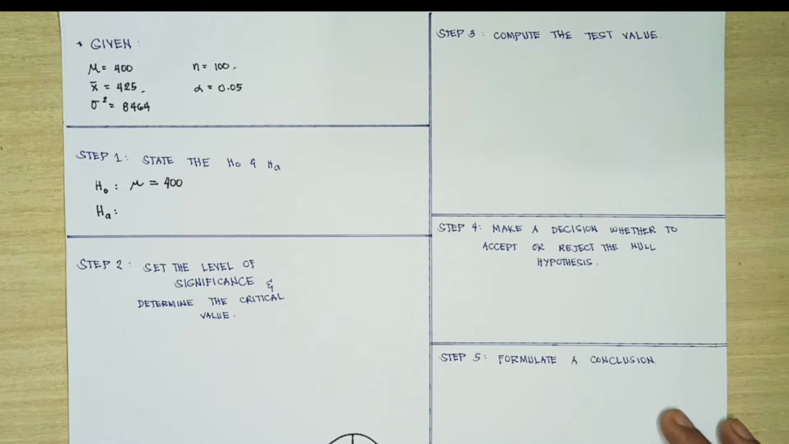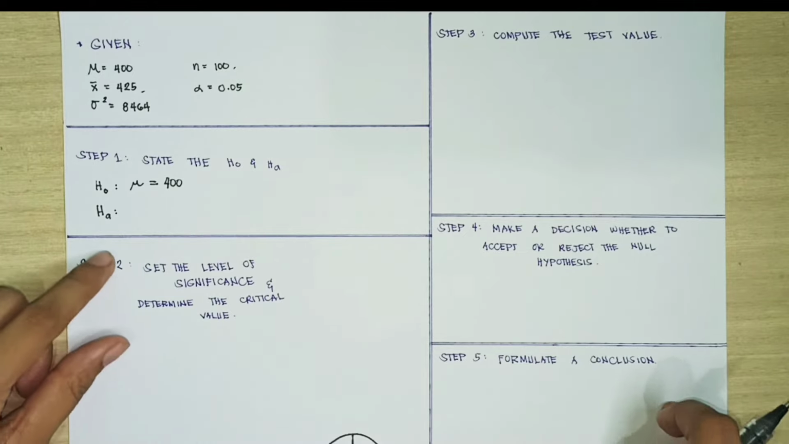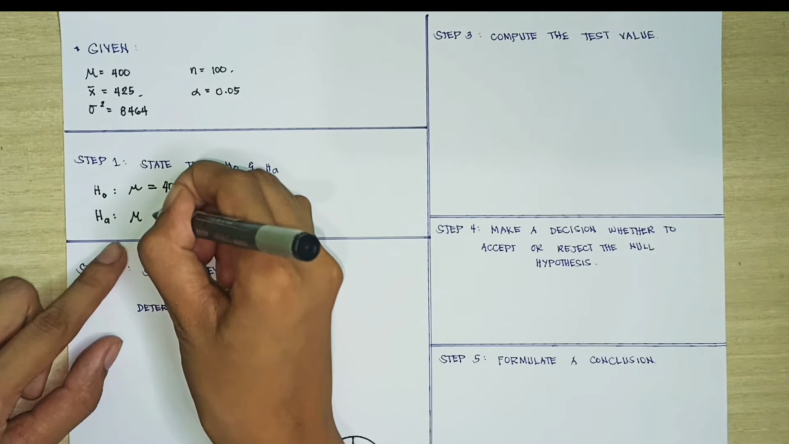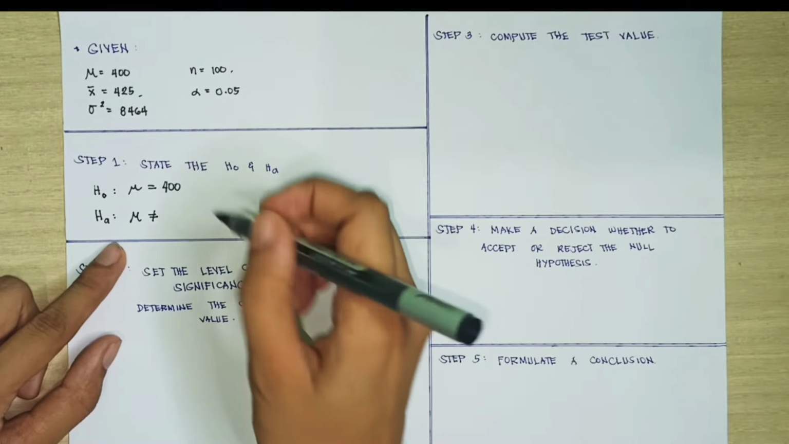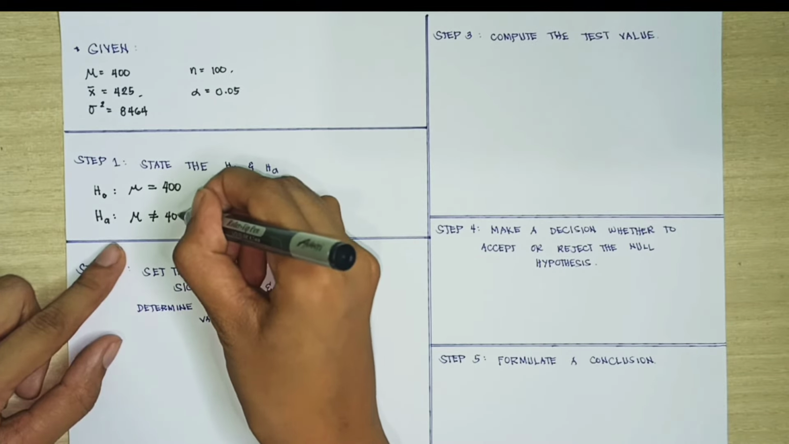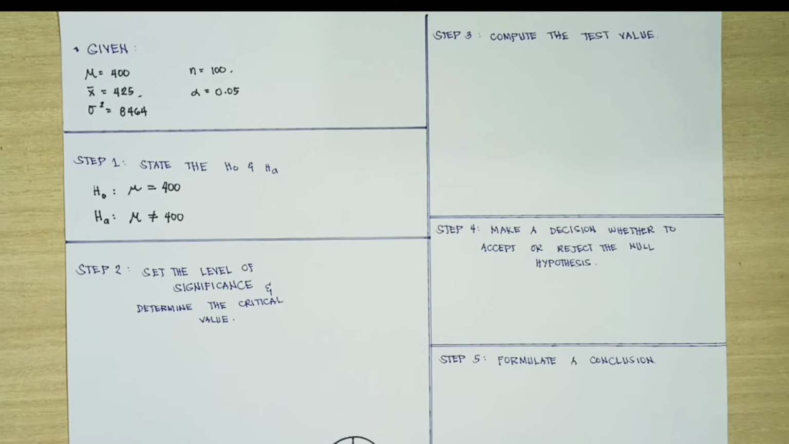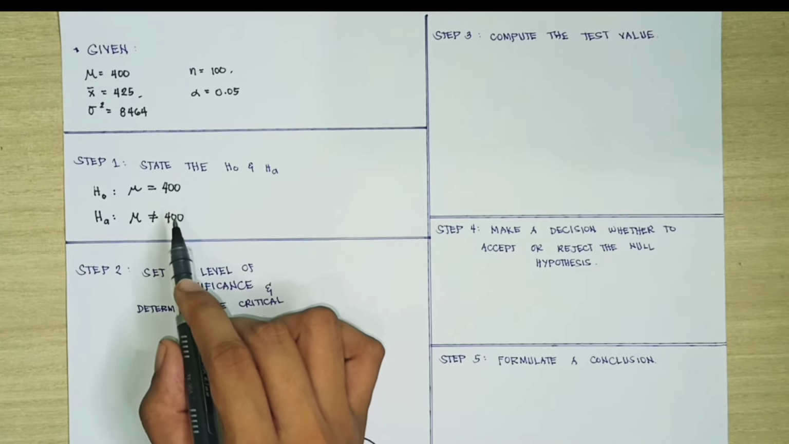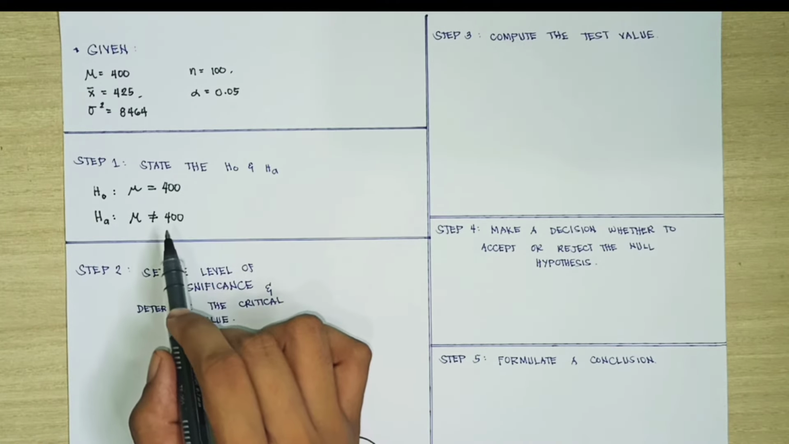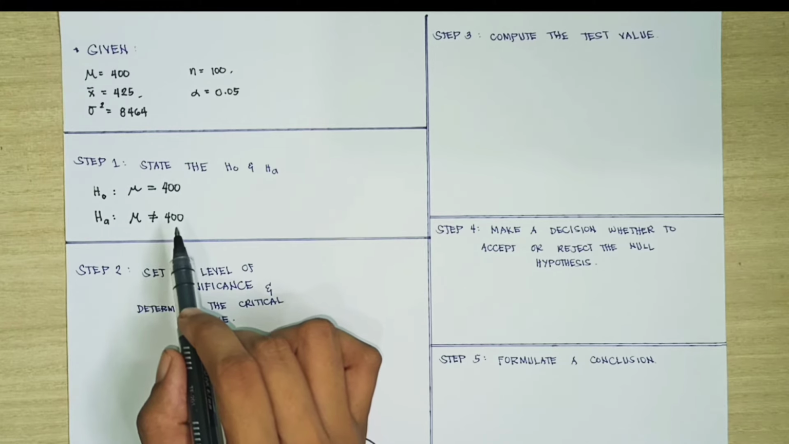So, wala po. Ang meron dito is different from 400. Okay? Different from 400. So, kapag po ganon, ang gagamitin nating symbol is not equal to 400. Okay? So, not equal to 400. So, this is the alternative and the null hypothesis. Our null hypothesis, mu is equal to 400, and our alternative hypothesis, mu is not equal to 400.